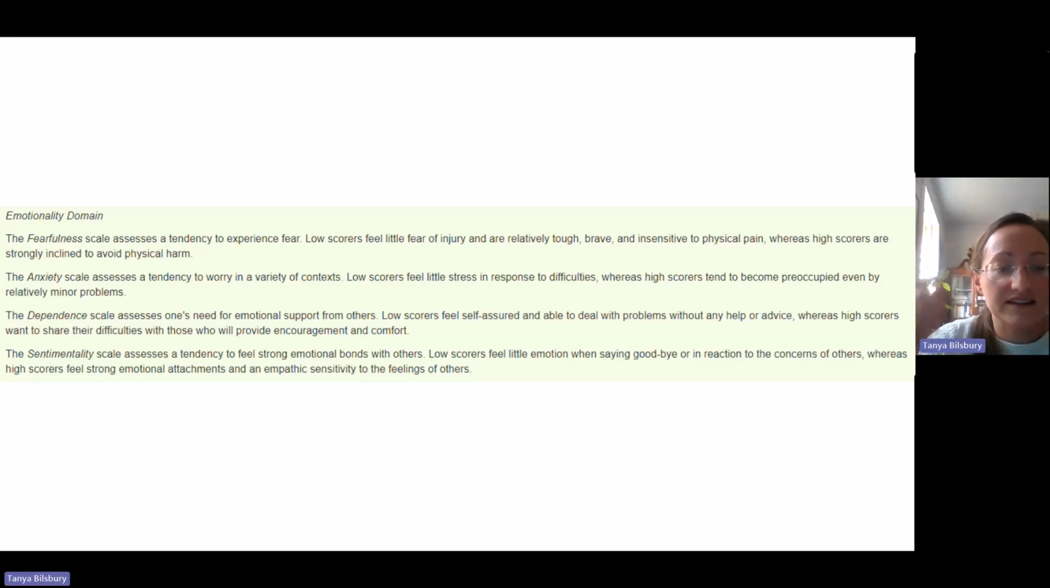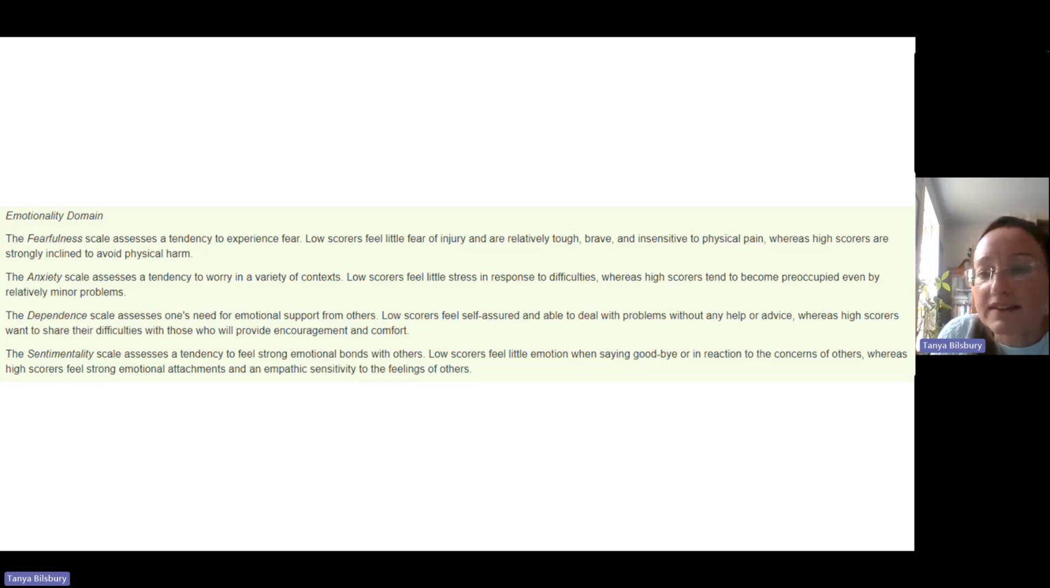Anxiety gets at the idea of preoccupation and worry. So there's some people that do a lot of that, right? They're preoccupied even by small problems. Their mind runs over them. And then low scorers just don't stress as much. Dependence is about your need for emotional support from others. Like, do you feel like you can confidently handle this on your own, or do you need help with that? And sentimentality is about feeling bonds with others.